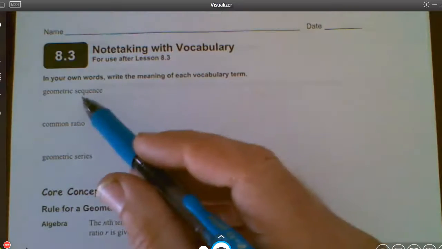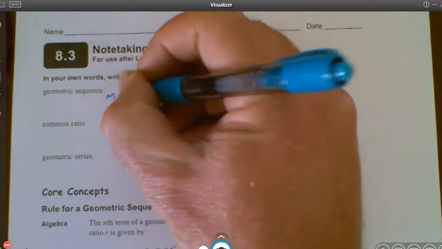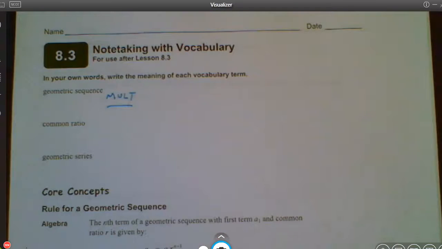So a geometric sequence is now anytime you multiply to get the next term in the sequence. So that's your key word. So remember, with arithmetics you were always adding to get the next term, but with geometrics we always multiply.